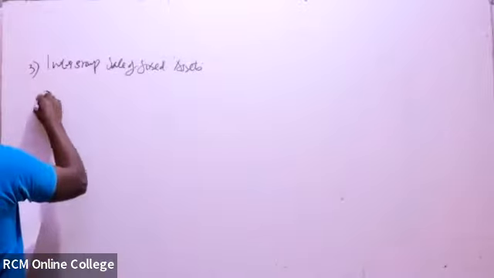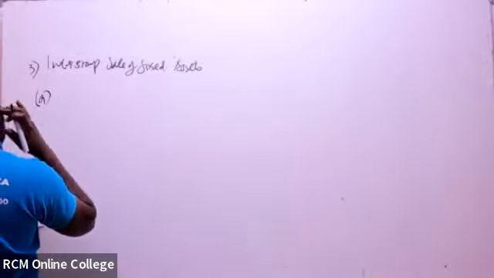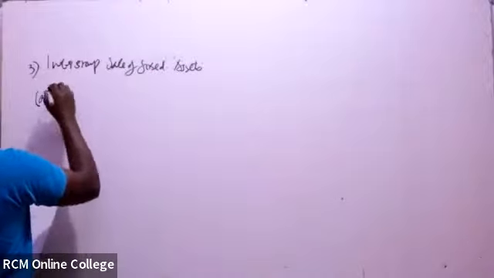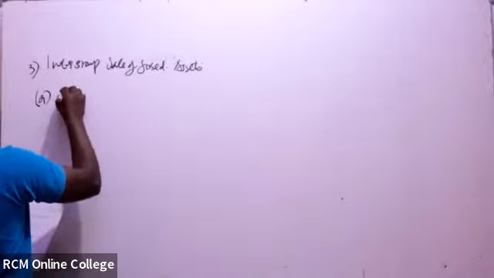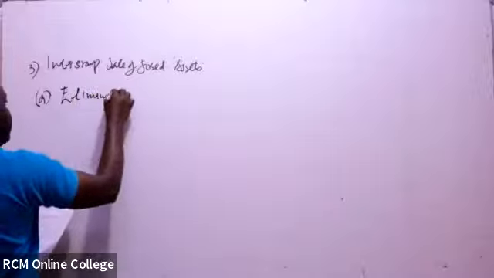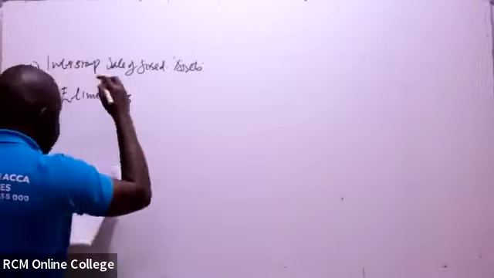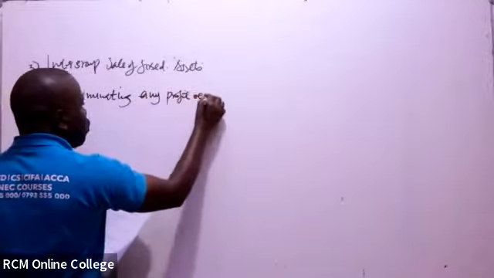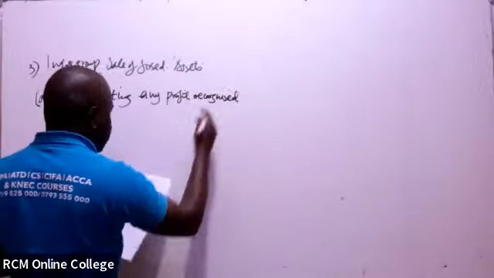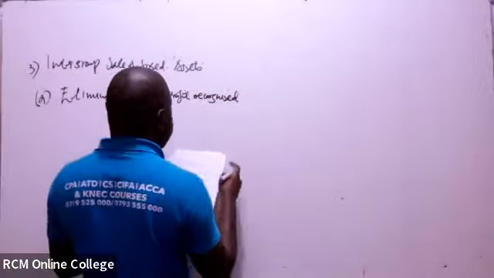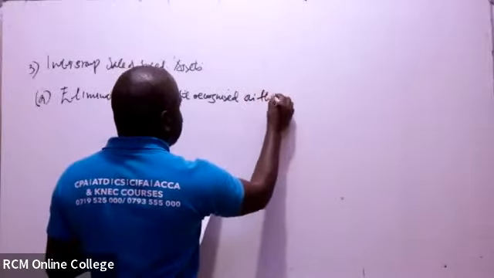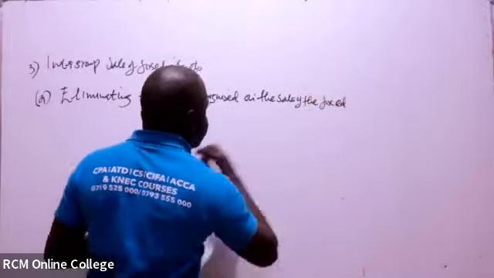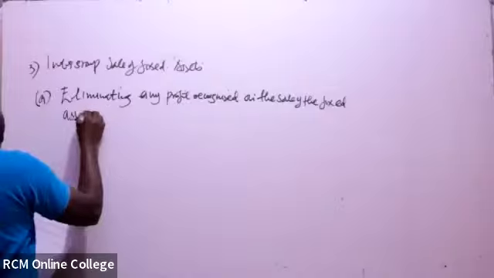So the first adjustment is to eliminate any profit recognized. Elimination of any profit recognized on the sale of the fixed asset. So the first one will be dealing with eliminating any profit recognized on the sale of the fixed asset. You eliminate it.